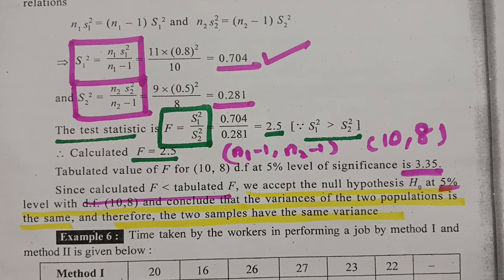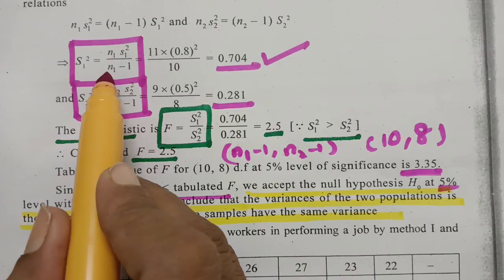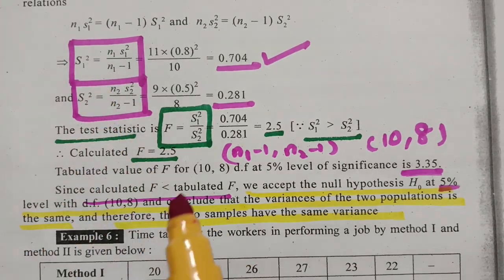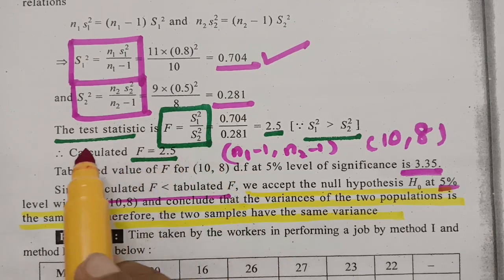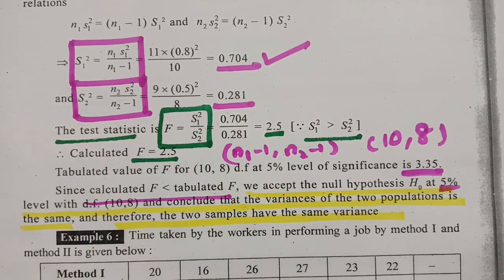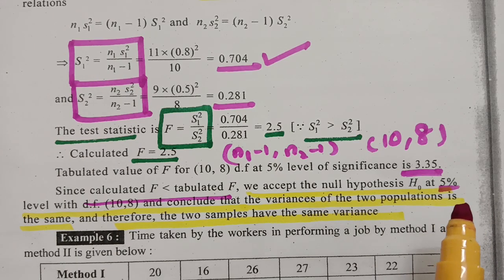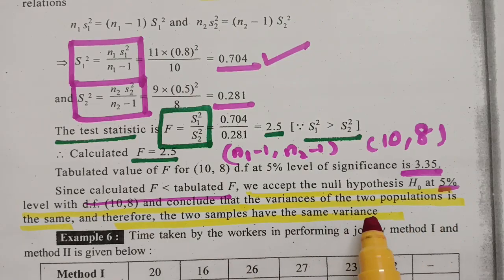This is how we have to check, and the formula is also so simple. If n1, n2, small s1 and small s2 are given, this is the formula which we have to take for the population samples. Among these two, whichever is bigger, we keep it in the numerator for finding the test statistic. Every time we have to compare the calculated value with the tabular value. If it is less, we accept; if it is greater, we reject. Therefore the two samples have the same variance.